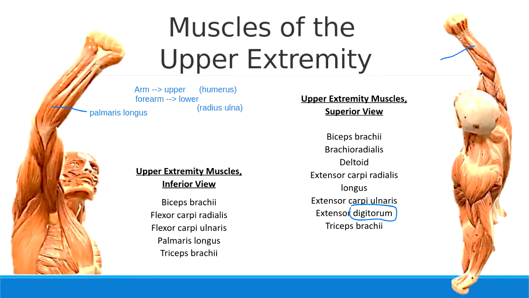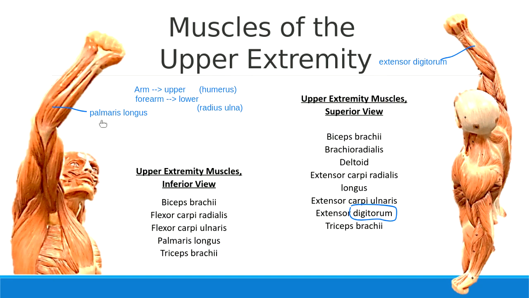So this big one here that I'm drawing a line to, going into the fingers, is extensor digitorum. We always want to make sure we can find that one, the big one that goes into the digits, because it'll be our reference point. Same thing like we saw down here with palmaris. We're looking for the one that goes all the way into the palm of the hand, again as our reference point to let us know where the other muscles are.